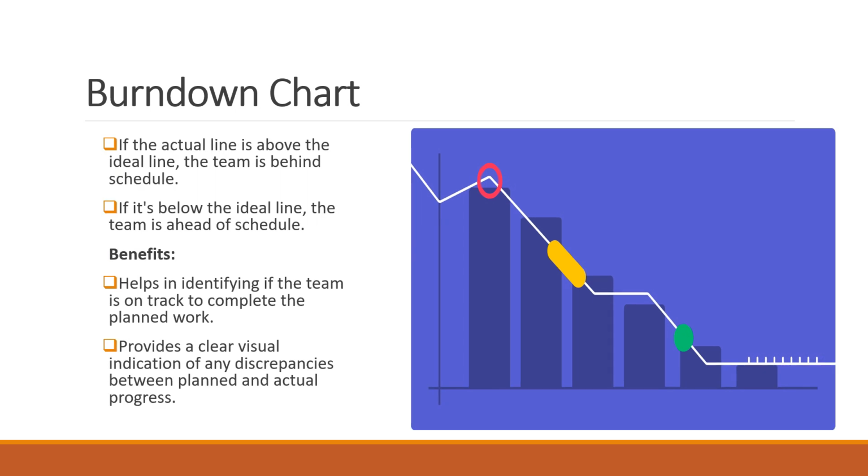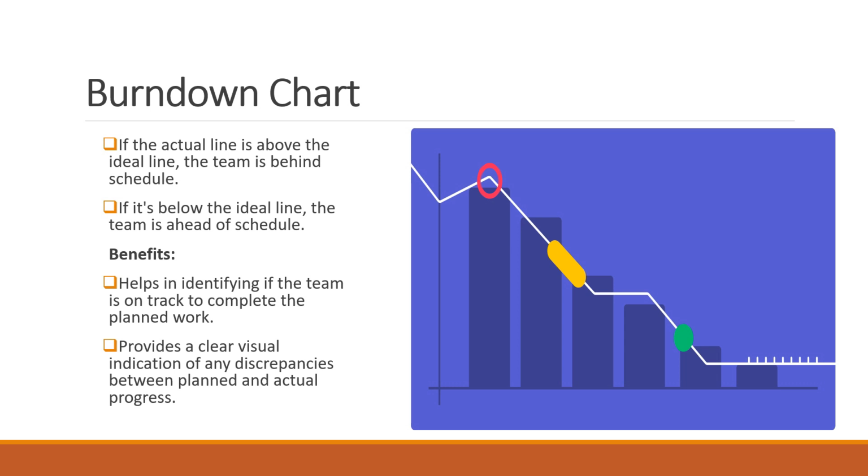How do we read the burn down chart? If the actual line is above the ideal line, the team is behind schedule. If it's below the ideal line, the team is ahead of schedule.